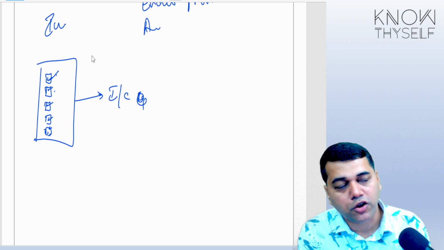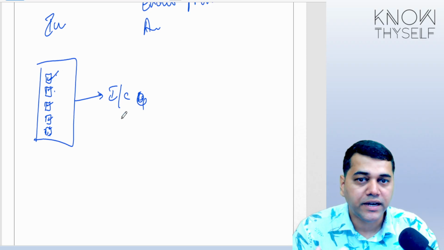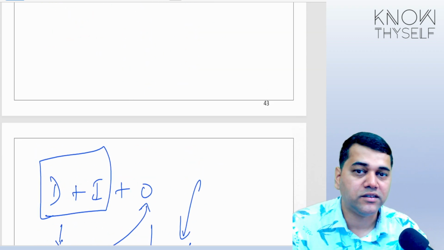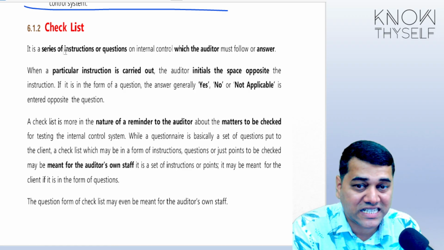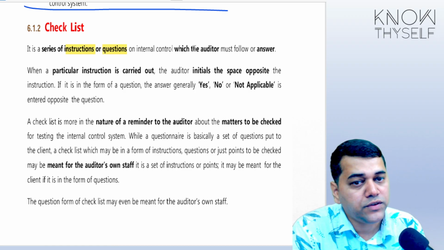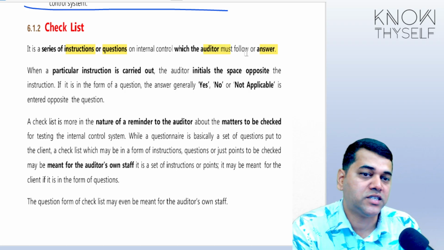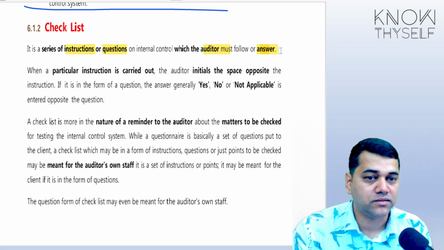Have you, from the audit point of view, seen whether the cash has been deposited every day? Have you seen that the bank reconciliation has been done? So understood, no? It's also a series of instructions or questions on the internal control which the auditor must answer. This time it's from an auditor's point of view. Previously, an executive should answer.